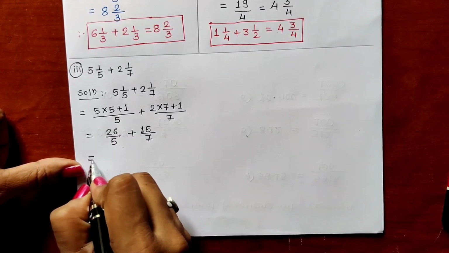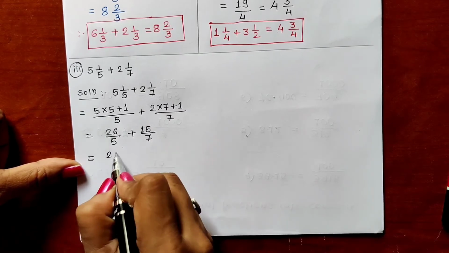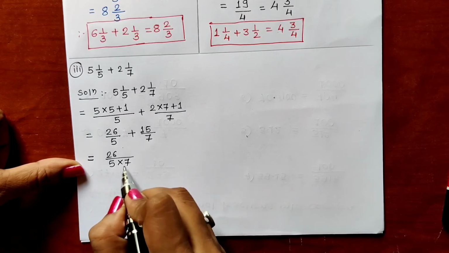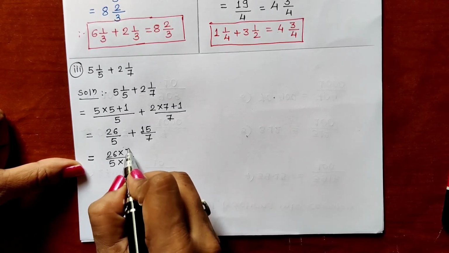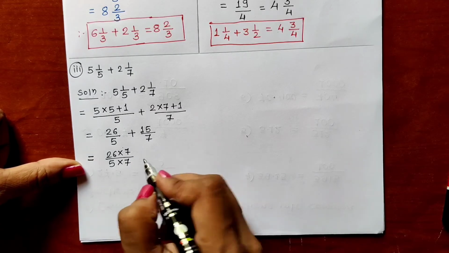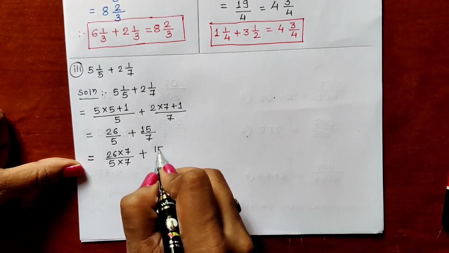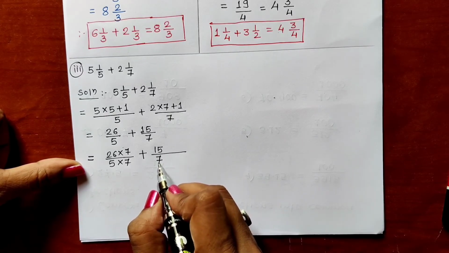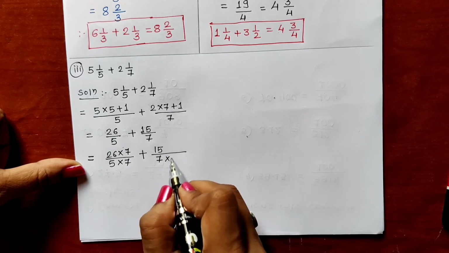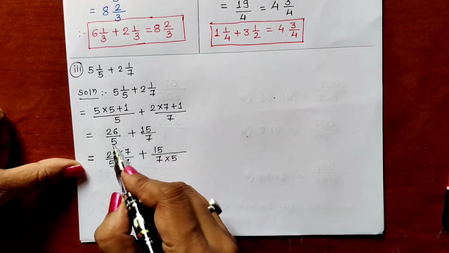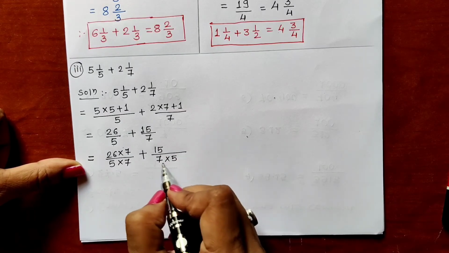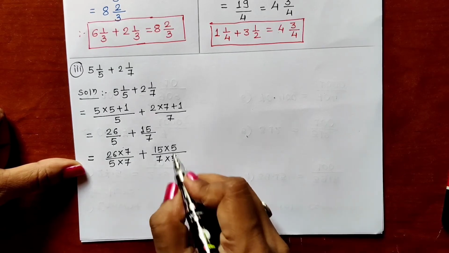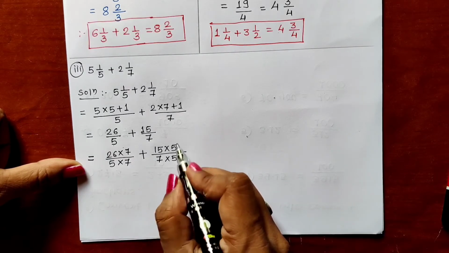So let us multiply the first fraction by 7. 26 upon 5. We are going to multiply 5 by 7. So as we are multiplying the denominator by 7, we have to multiply the numerator as well by 7. Plus, let us write the second fraction, 15 upon 7. To make the denominator equal, we have to multiply this 7 by 5. The second fraction we have to multiply by the denominator of the first fraction. So 7 multiplied by 5. That means we have to multiply 15 also by 5. Multiply the same number to numerator as well as denominator.